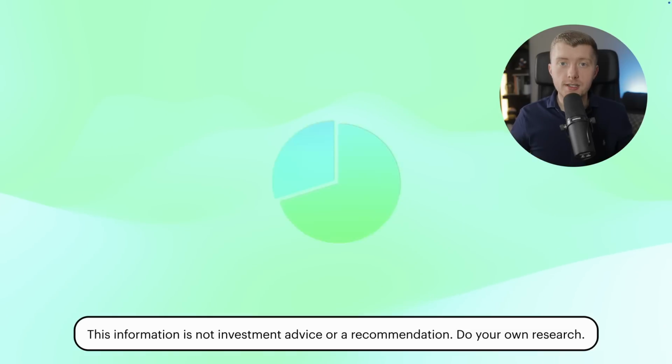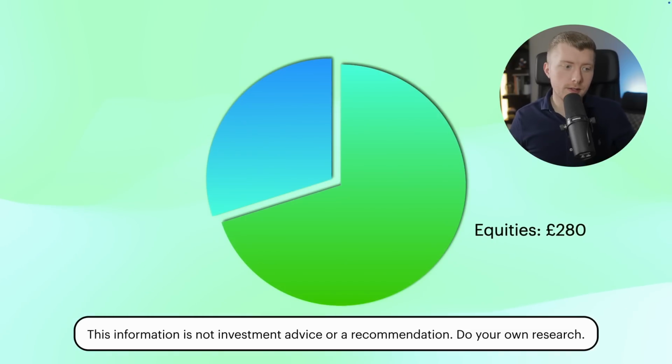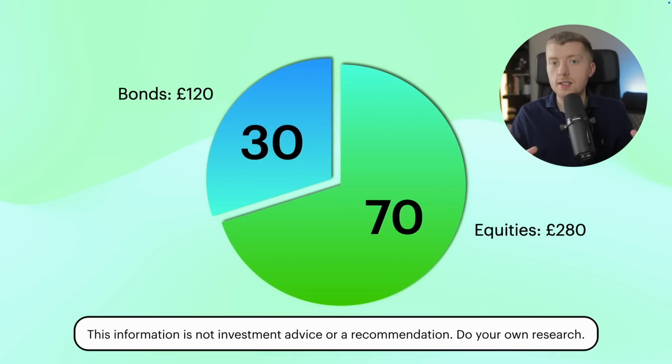Now, from an allocation standpoint, that was £280 into equities and £120 into bonds, making a portfolio of a 70-30 stock bond split. Now, there's absolutely nothing wrong with any of those funds, and there's absolutely nothing wrong with having a 70-30 stock bond split as your investment portfolio, but investing and your risk appetite all comes down to your own personal circumstances and your own personal preferences.